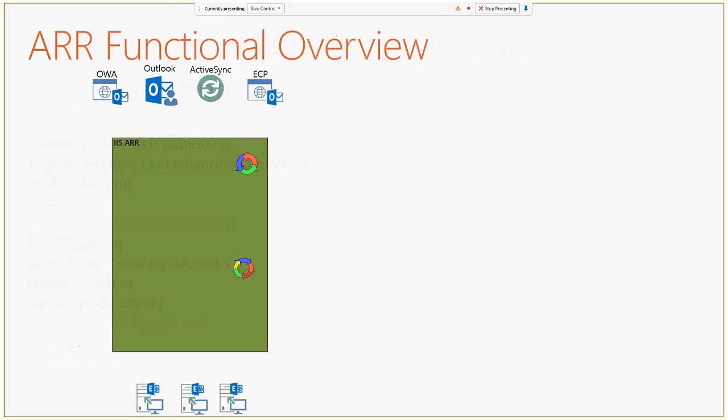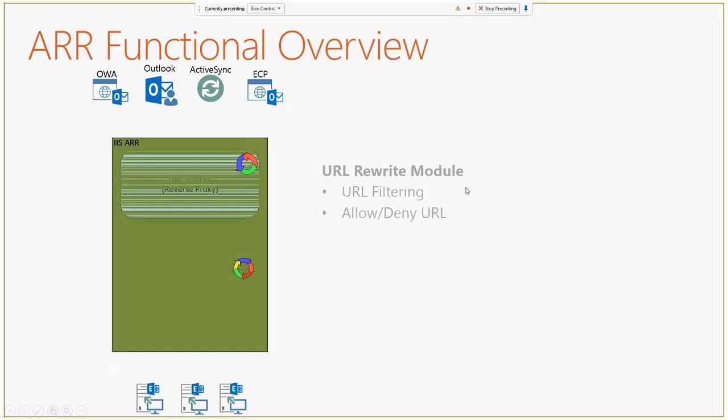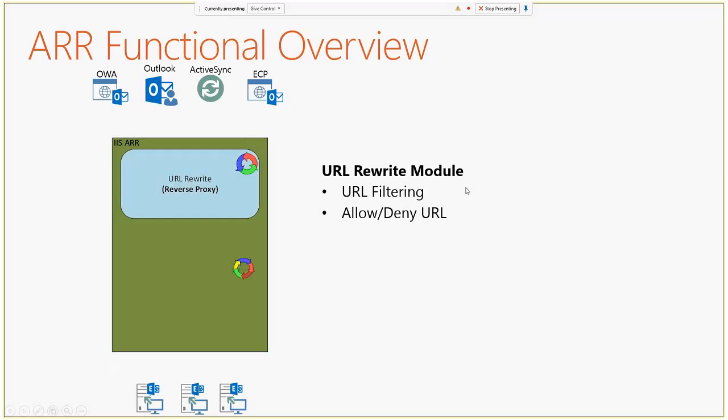Okay, so let's have a look at the components that are involved in Application Request Routing. What you have here is a quick overview. You have your Exchange protocols up there: Outlook Web Access, Outlook ActiveSync, ECP. That could be Outlook Anywhere, that could be MAPI over HTTP, whatever. And you have your three Exchange boxes there at the bottom. In the middle, there's this green empty box right now, which says IIS ARR, and we're going to fill it with components now. We're really only going to use two components of ARR.